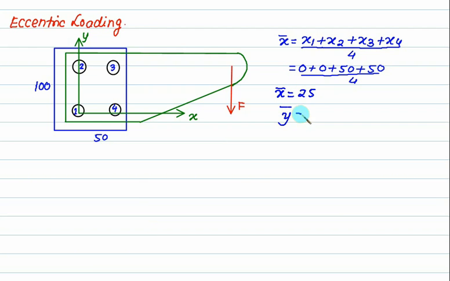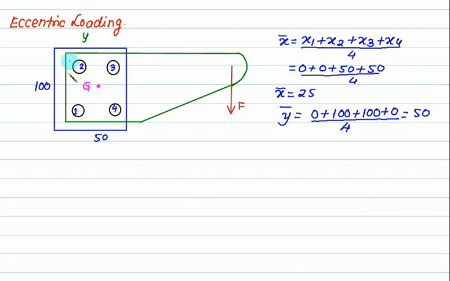Calculate y bar also. What is the y coordinate of rivet 1? 0. Rivet 2? 100. Rivet 3? Again 100. Rivet 4? 0. Divided by the number of rivets, this one is 200 divided by 4, is 50. So your x coordinate is 25 and y coordinate is 25. So your first job is to locate the centroid.